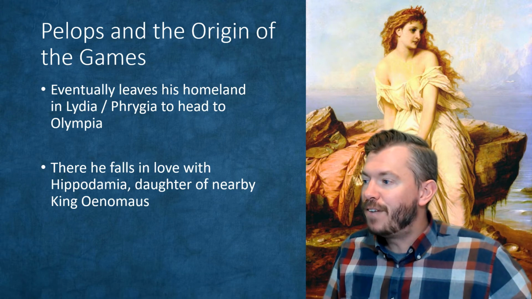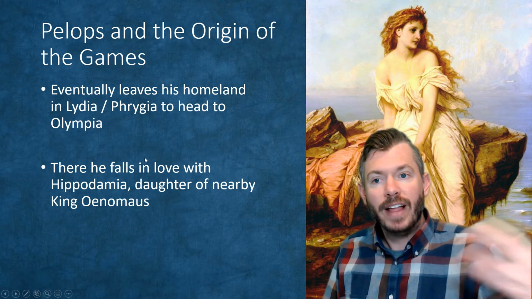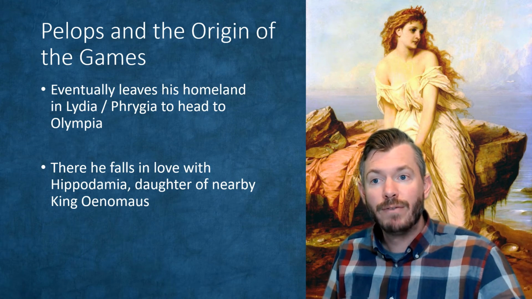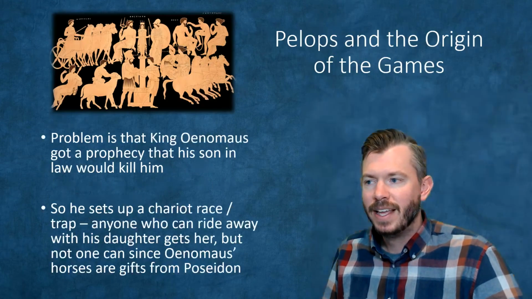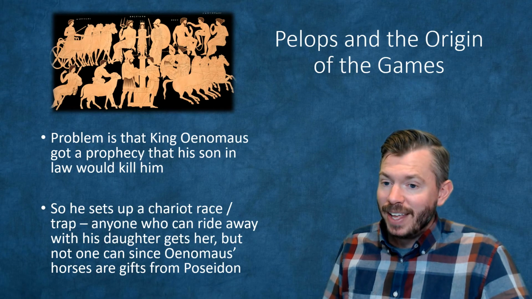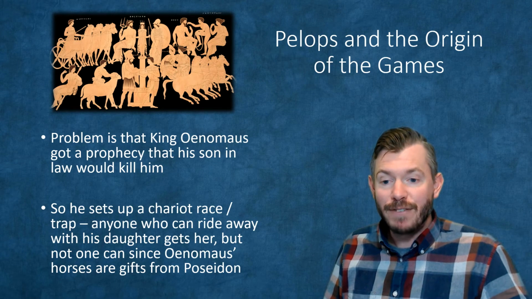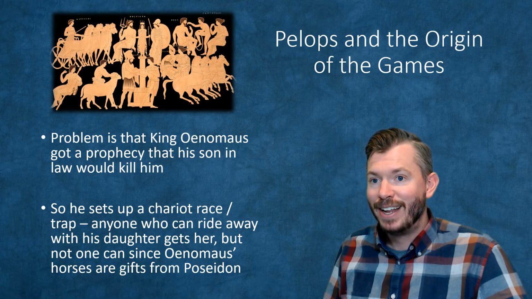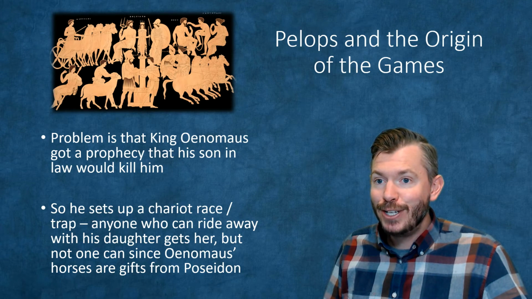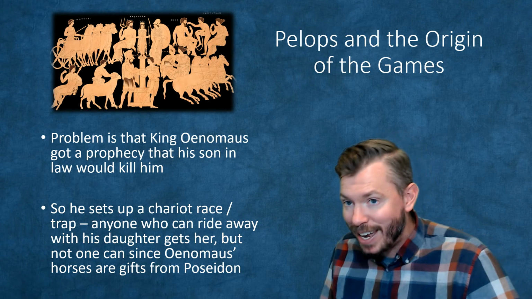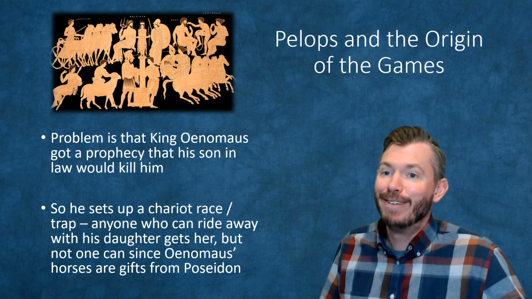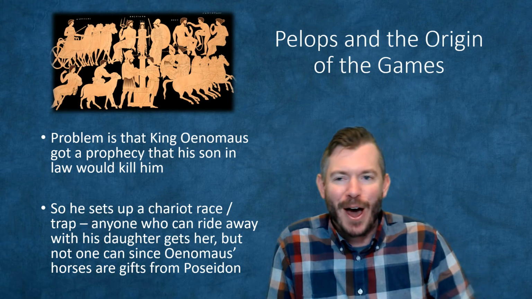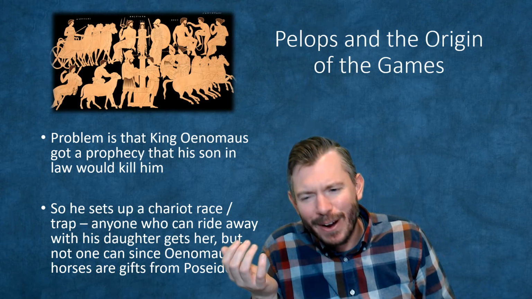And there, he falls in love with Hippodamia, who's the daughter of one of the local kings, King Oinomaus. Now, the problem here is that King Oinomaus gets a prophecy that he's going to get killed by his son-in-law. So naturally, he's going to try at all costs to prevent his son-in-law from existing. Don't let your daughter get married. But you can't just prohibit your daughter from getting married. You have to do so in some very elaborate way.